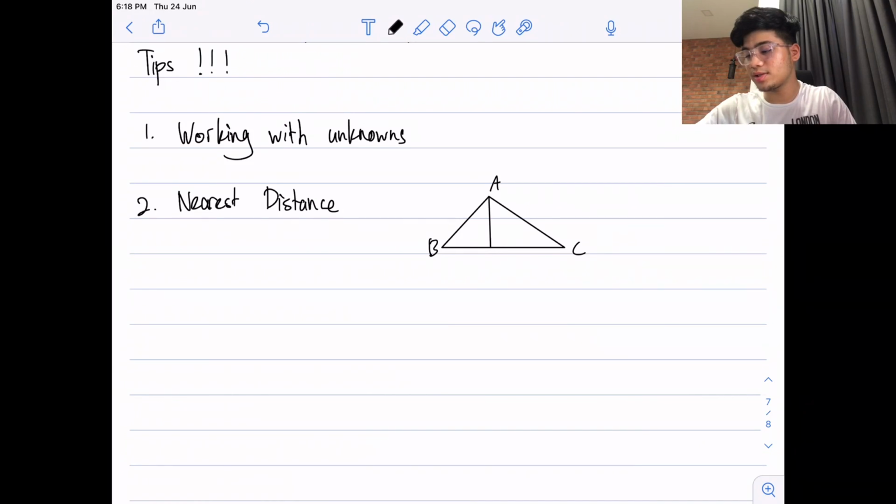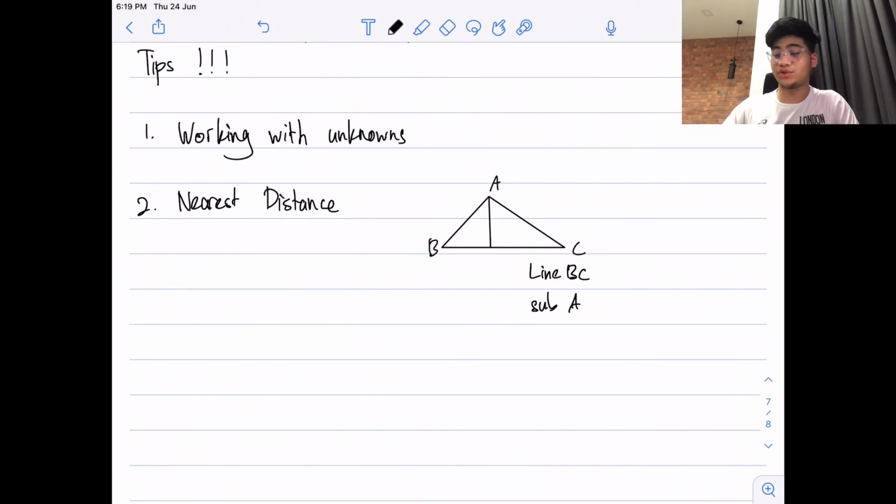So when you answer this question, it's more of using your concept of perpendicular bisector. So usually you will find line BC, and then you will sub the values of A, so that you will find this perpendicular bisector's equation.